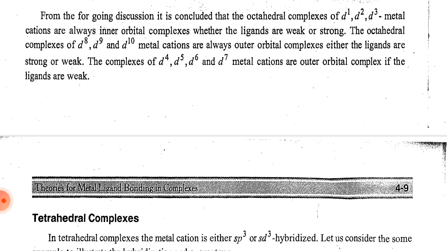From the foregoing discussion, it is concluded that octahedral complexes of d1, d2, d3 metal cations are always inner orbital complexes. Whether the ligands are weak or strong, the octahedral complexes of d8, d9 and d10 metal cations are always outer orbital complexes, either the ligands are strong or weak. The complexes of d4, d5, d6 and d7 metal cations are outer orbital complexes if the ligands are weak.